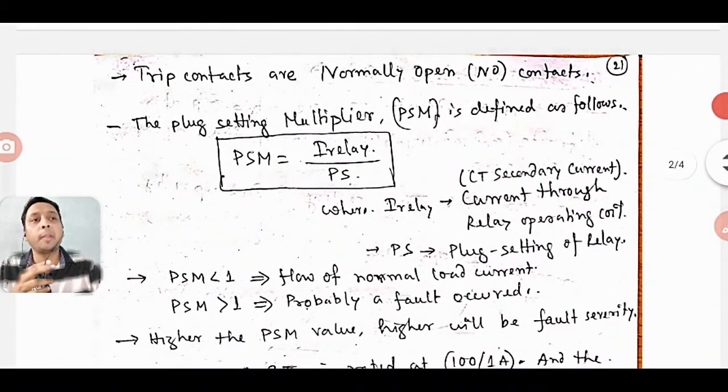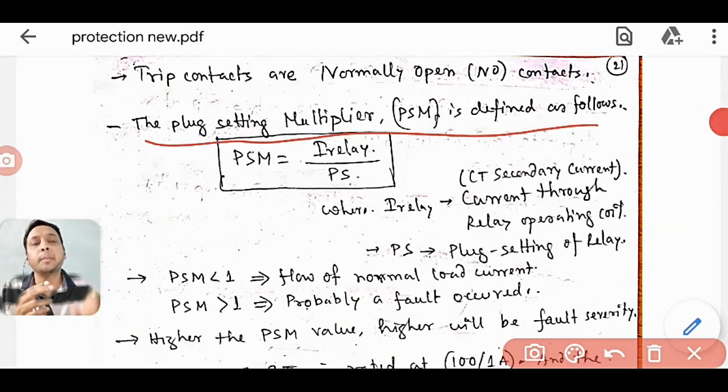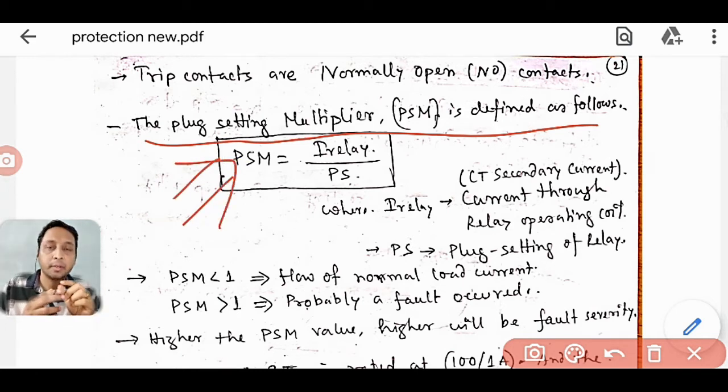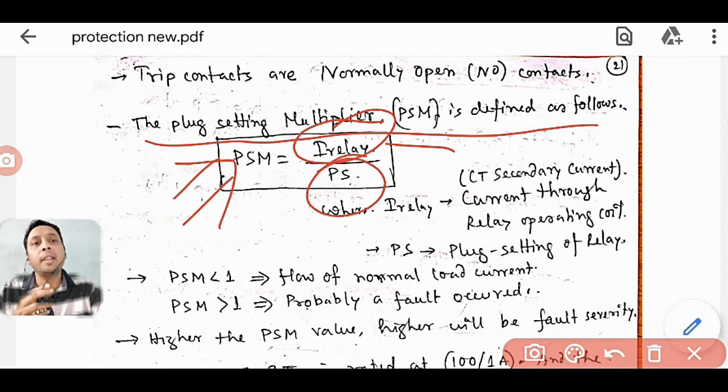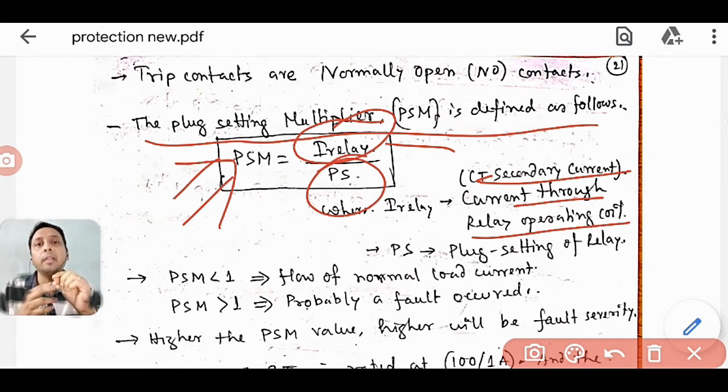Now one important parameter, that is the plug setting multiplier. What is PSM? That is also an important term in your overcurrent relay. PSM is nothing but it will indicate how severe your fault is. More severe fault, more PSM. We can say the formula is I relay by PS. What is I relay? I relay is the CT secondary current or the current through the relay operating coil. How much current is flowing through the CT secondary? That is your relay operating coil. That is, if it is 100 by 5, if 100 ampere is flowing, then through the relay 5 ampere will flow. So that is what I am saying. PS is the plug setting of the relay. That means at what current value you want to set it.